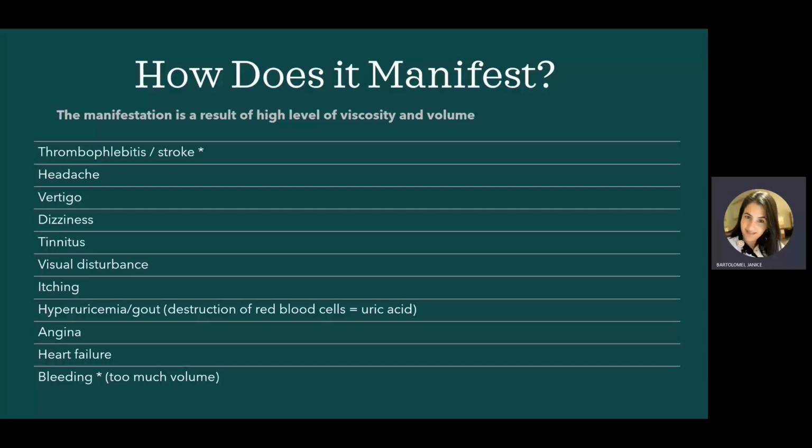You can also have bleeding, but don't confuse bleeding with not having platelets. Because you're like, whoa, wait a minute, she said the platelets are really high, so why would I have bleeding? The bleeding actually comes from too much blood, too much volume. It just kind of leaks out. And so you could have things like nosebleeds, etc.